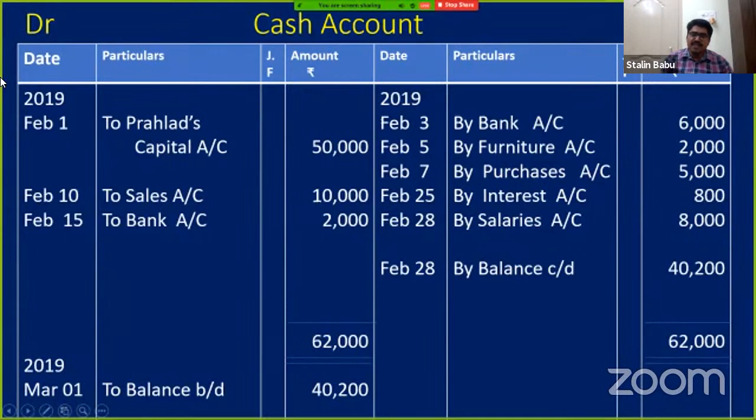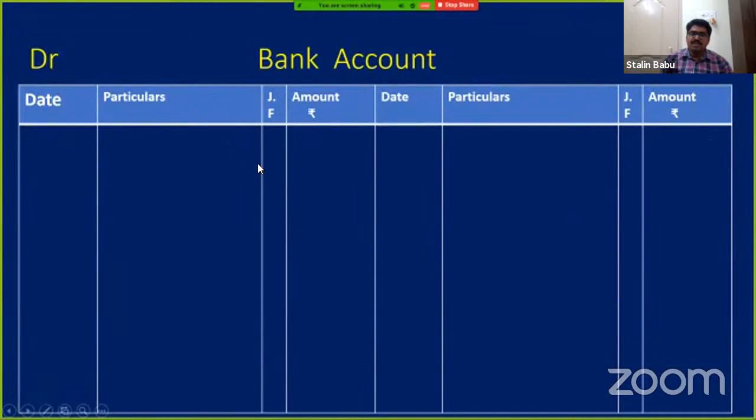So on the next day after February 28, what comes? March 1st, 2019. On March 1st, we write to balance B/D on the debit side, that is 40,200. In this way, we balance the account. Let us see one more account, the bank account.